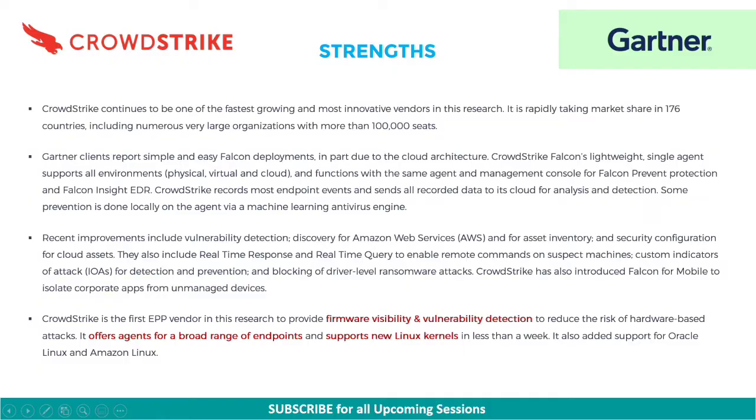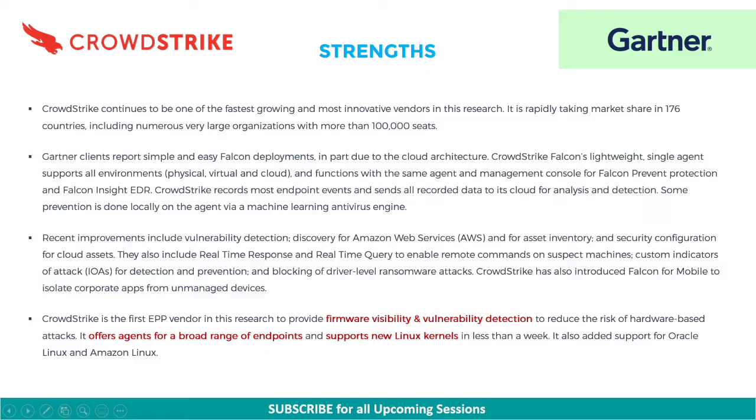CrowdStrike records most endpoint events, and sends all recorded data to its cloud for analysis and detection. Some prevention is done locally on the agent via a machine learning antivirus engine. Recent improvements include vulnerability detection, discovery for Amazon Web Services and for asset inventory, and security configuration for cloud assets. They also include real-time response and real-time query to enable remote commands on suspect machines, custom indicators of attack for detection and prevention, and blocking of driver-level ransomware attacks. CrowdStrike has also introduced Falcon for Mobile to isolate corporate apps from unmanaged devices.